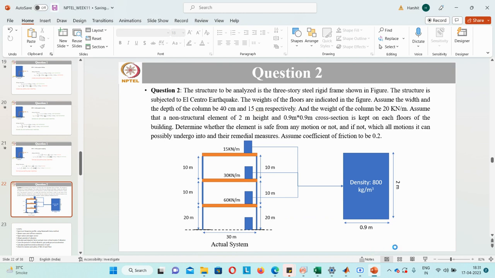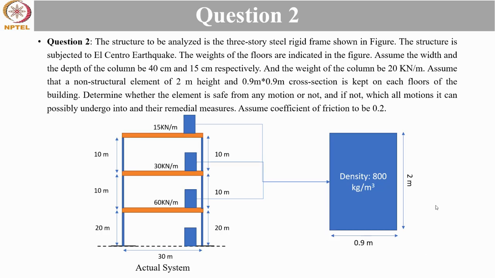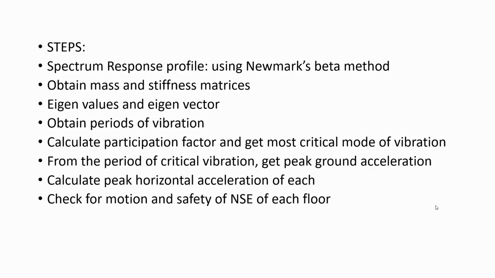So we need to determine whether the element is safe for any motion or not. Now, how will we proceed for this question? It is a complete solution from what we have been seeing from week 6 till week 11. So what are the steps? First, we need to form the spectral response profile using Newmark's beta method for the El Centro earthquake motion. Then we will obtain the mass and the stiffness matrices, and then we will calculate the eigenvalues and eigenvectors and obtain the periods of vibration. Now, from that we will calculate the participation factor and get the most critical mode of vibration, for which we need to check the safety of the non-structural element.